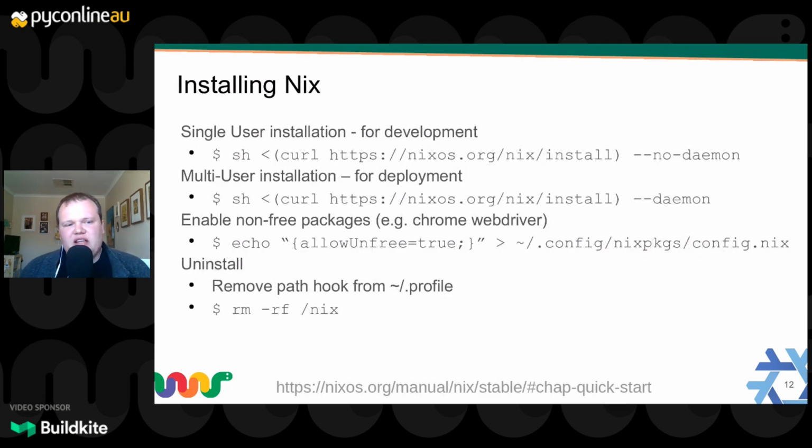So how do you actually go about installing Nix? Well, it's fairly simple. Depending on your tolerance for installing things curled off the internet, you can go and download this. It's a fairly simple script and you can inspect it for yourself. But if you're doing a single user installation for a development machine, you can just install it no daemon.